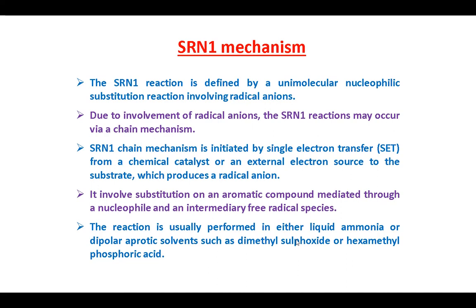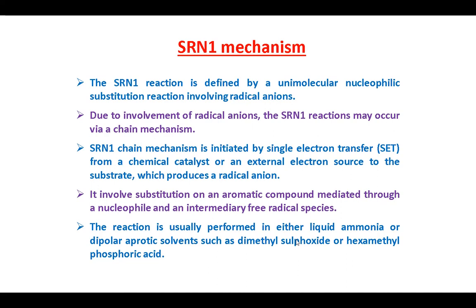SRN1 mechanism. SRN1 stands for substitution radical nucleophilic unimolecular reaction. This reaction type was discovered in 1970 by Bunnett and Kim. Due to involvement of radical anions, the SRN1 reactions may occur via a chain mechanism. This mechanism is initiated by single electron transfer from a chemical catalyst, or from an external electron source, to the substrate, which produces a radical anion.